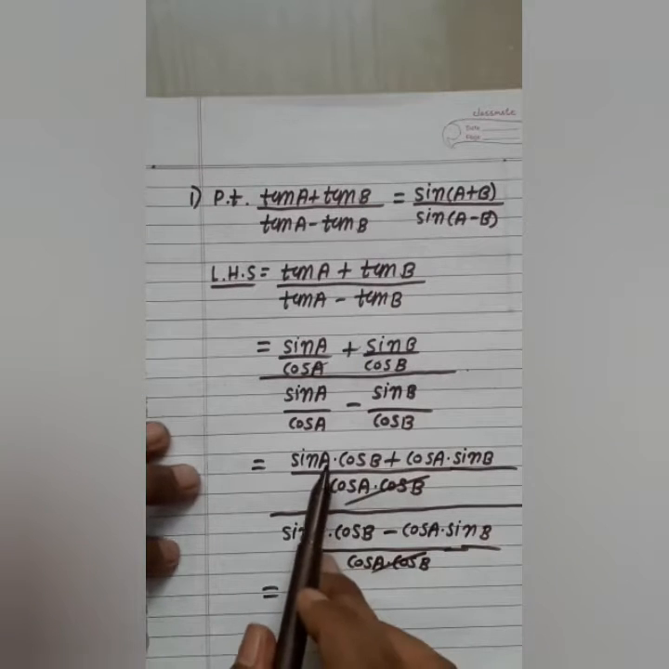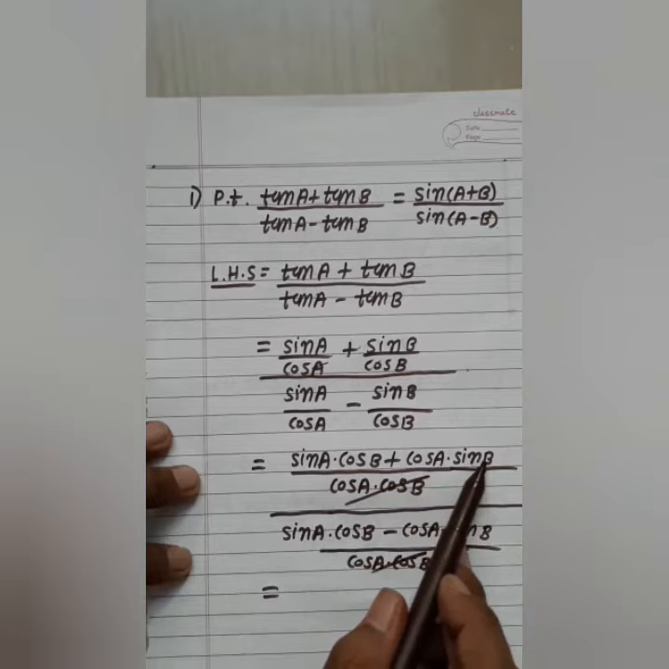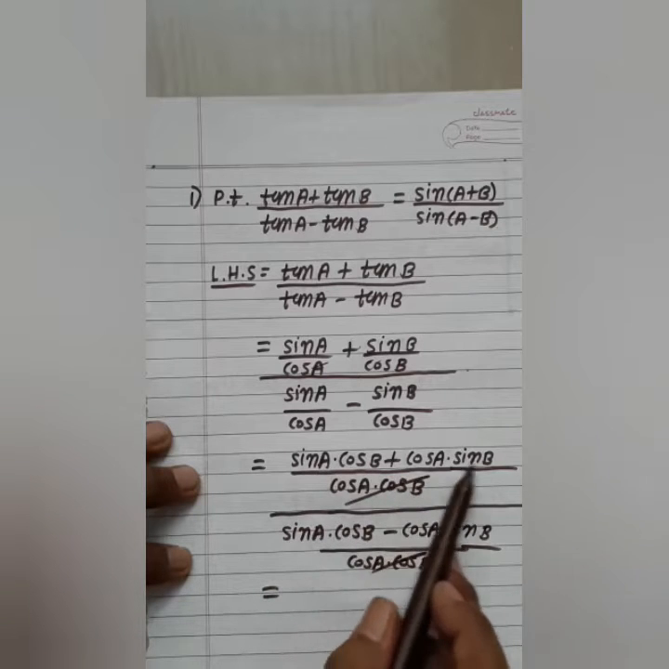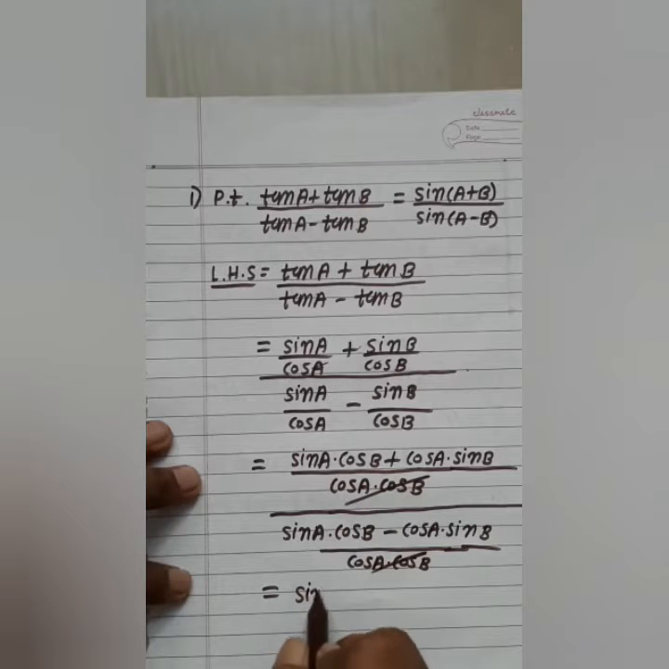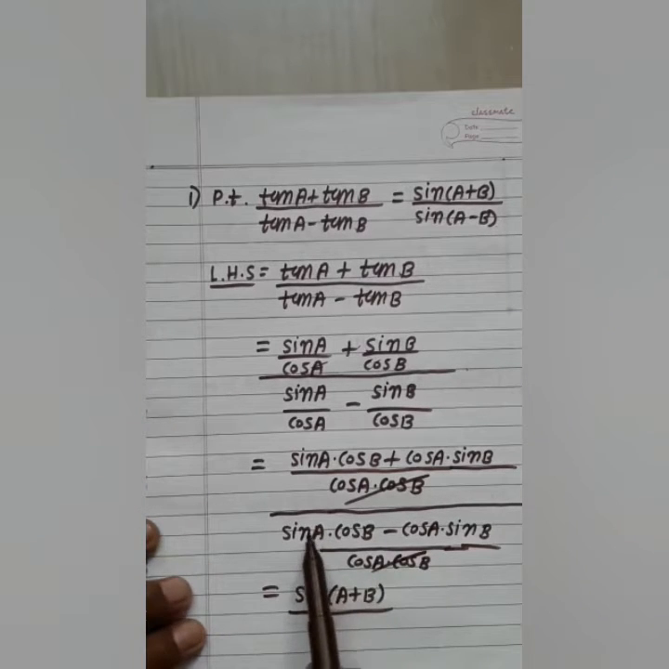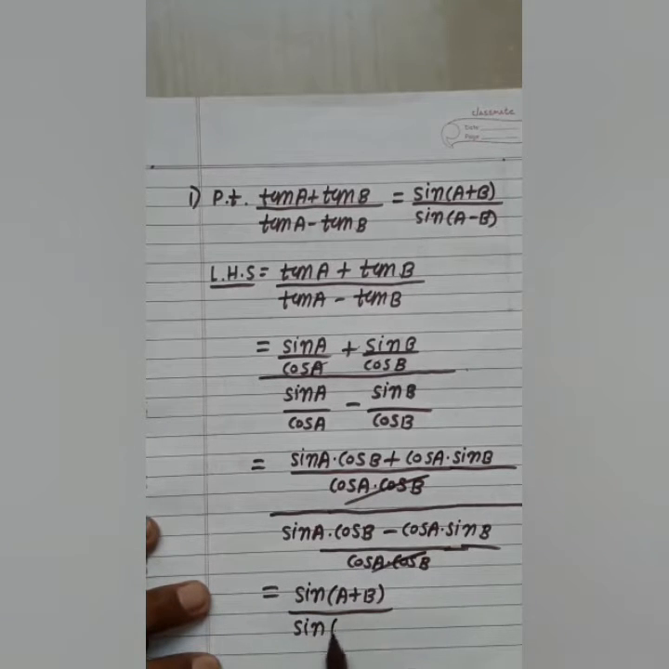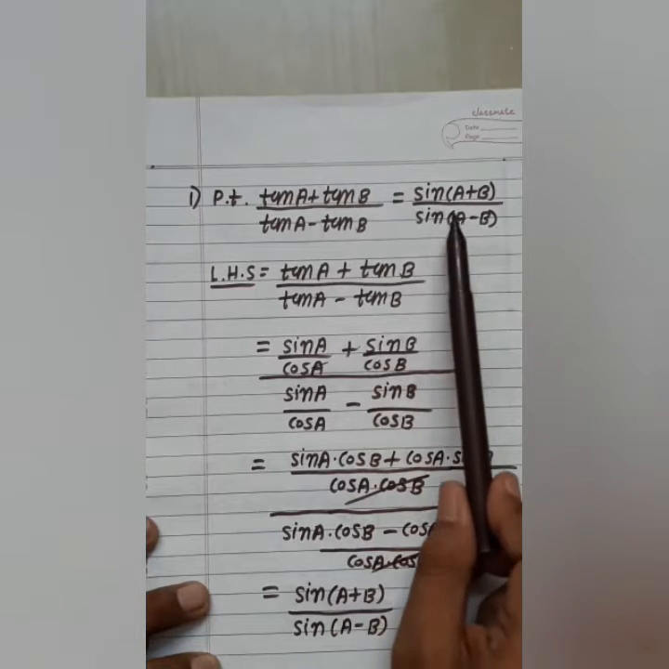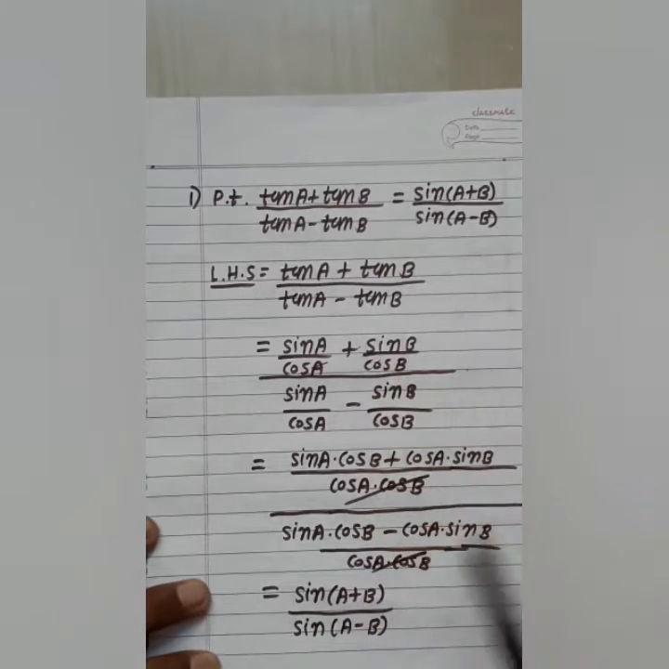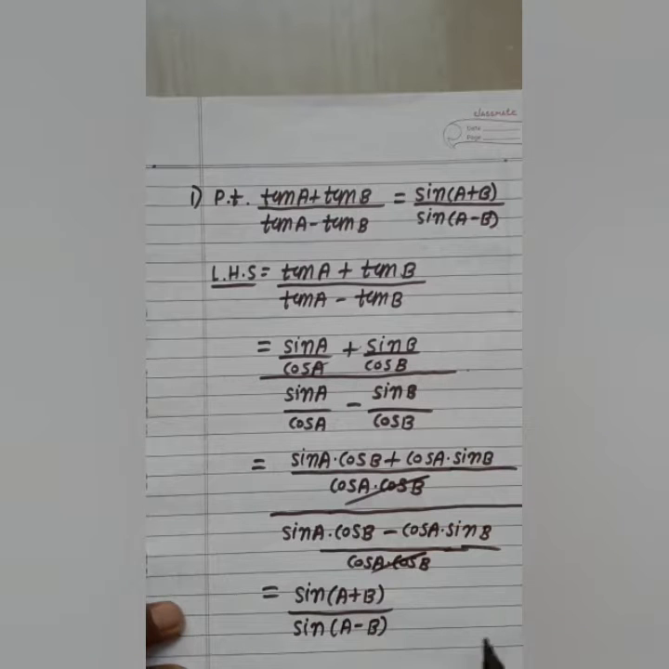Now the remaining term in the numerator is sin A cos B plus cos A sin B, and we know that this is sin(A+B). In the denominator the remaining term is sin A cos B minus cos A sin B, and this is also the formula of sin(A-B). So we get sin(A+B) upon sin(A-B), which is equal to the RHS. Hence proved.